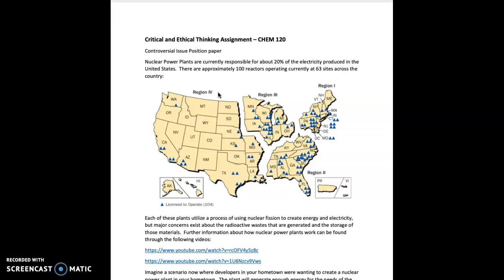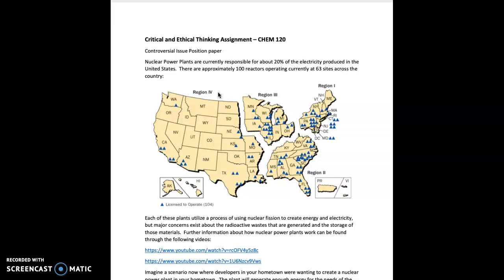And so the purpose of this paper is to put you into a not that far-fetched situation where you are put in the position of what if a nuclear power plant was going to be built in your hometown? And how would you react to that? What would you do about that? Would you want the nuclear power plant in your town, or would you fight against having it?